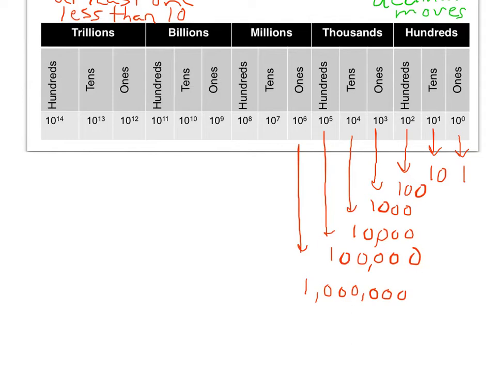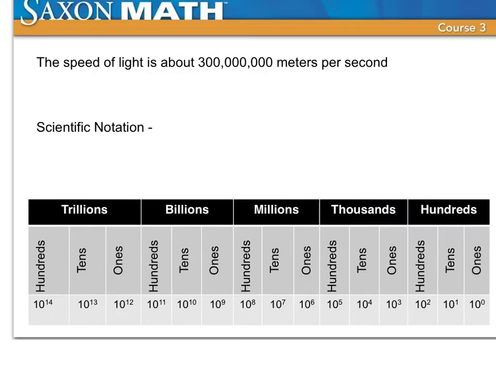Now let's do some examples of what scientific notation actually looks like. Here's an example of when we would want to actually use scientific notation. It says the speed of light is about 300 million meters per second. A lot of scientists and astronomers use scientific notation because they have to deal with really huge numbers with lots of zeros. And instead of writing out all those zeros, there's a simpler way to write it. 300 million is the same as 3 times 100 million. That's just another way to write it as a multiplication problem.